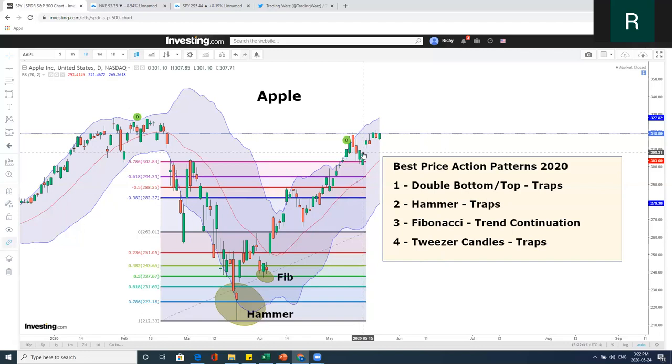The next topic we'll be looking at is really putting things together, putting together a trading plan, risk management, and things like that.